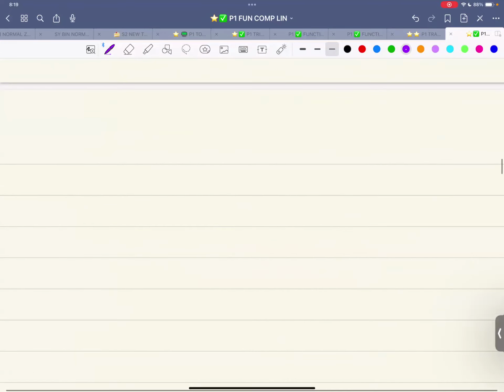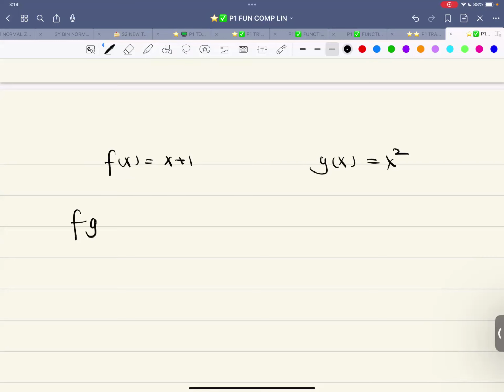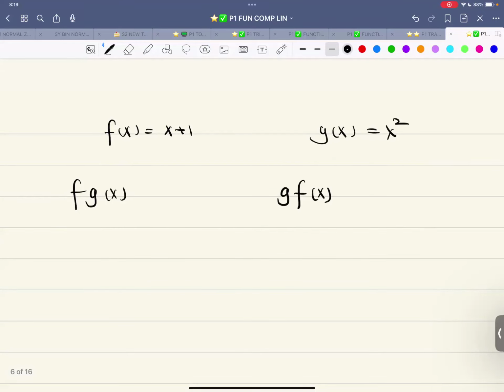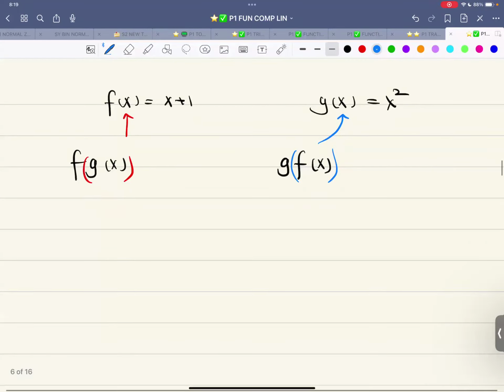So let me again write over here, f(x) is x plus 1, g(x) is x squared. Let me evaluate f of g(x). Let me evaluate g of f(x). I don't know which is the correct one. I want to explore. We want to learn together. Now, when we evaluate f of g(x), that means g(x) should go in place of x. And when we evaluate g of f(x), that means f(x) should go in place of x in g. That is what it means.